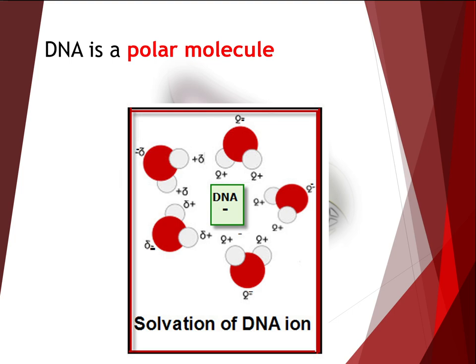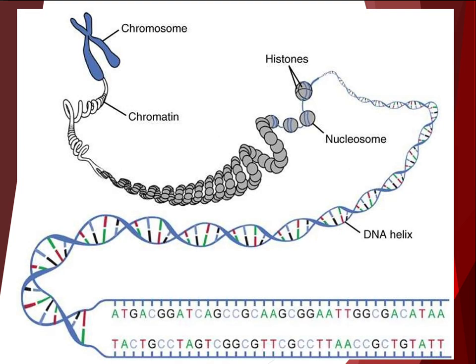Now let's talk chemistry for a second. Because of its phosphate groups, DNA is a polar molecule, meaning it has regions with slight electrical charges, just like water. That is why DNA dissolves easily in water, but it clumps together when placed in alcohol.